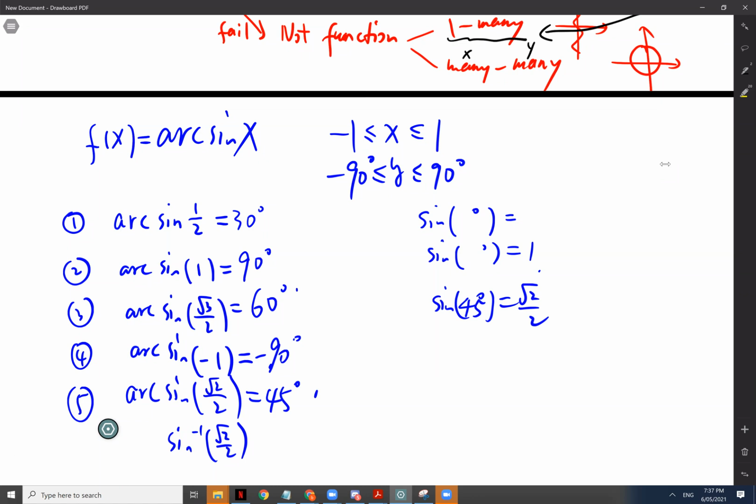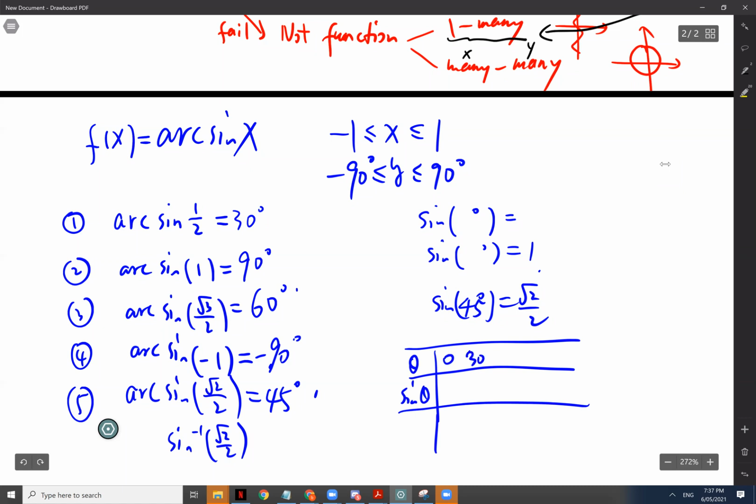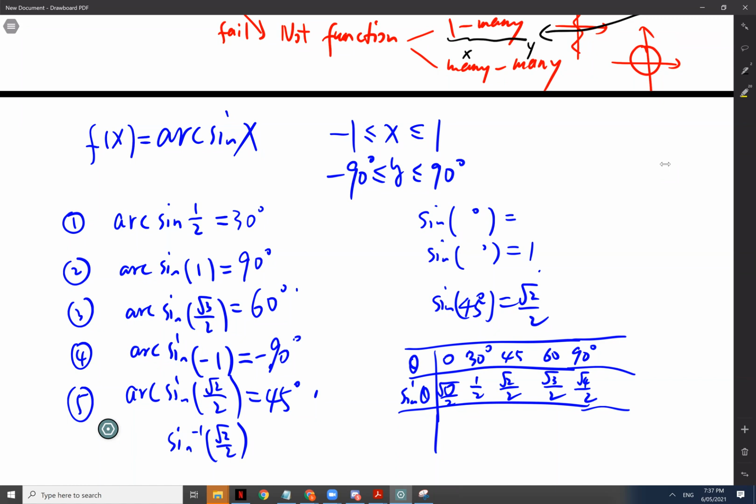IB requires students to memorize these values. Okay, it's like the original one, you need to memorize this value. If you got theta, sine theta: theta is 0, 30 degrees, 45, 60, 90, right? Sine is 0, half, root 2 over 2, root 3 over 2, root 4 over 2, which is just 1. Root 0 over 2, they are all roots, okay, root 0, 1, 2, 3, 4. That's about the sine. Right? Remember that? Yeah. Okay.